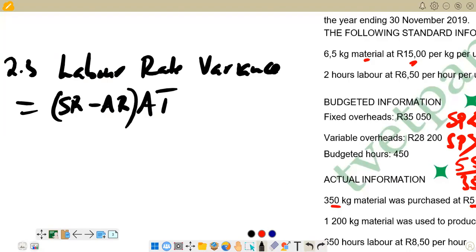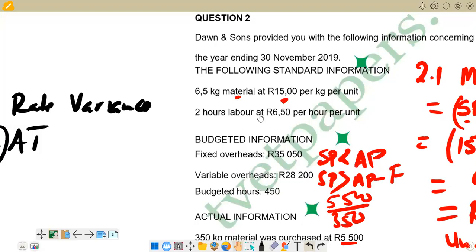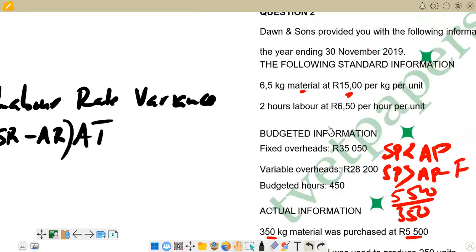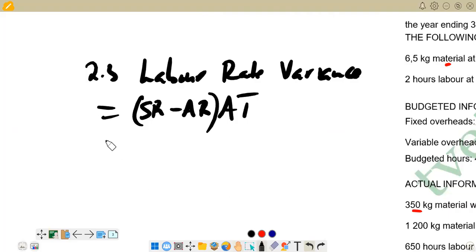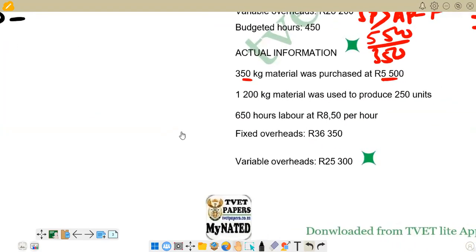If you come here, you'd see that we are told that 2 hours labor is 6.50 per hour. So this 6.50 becomes our standard rate. Then we subtract our actual rate, which we are going to find in the actual information.